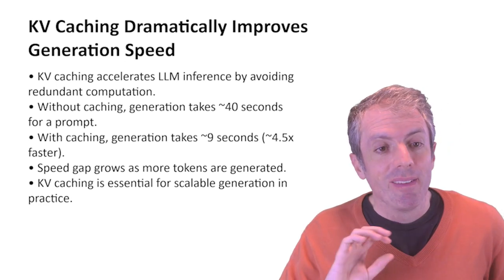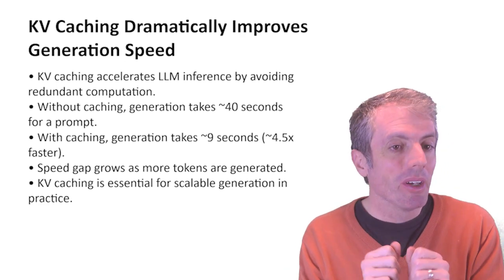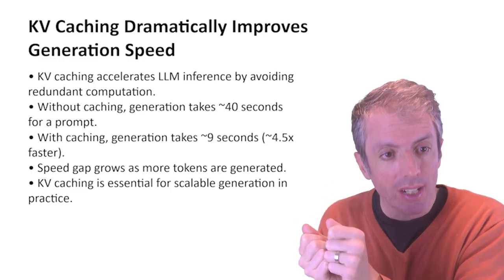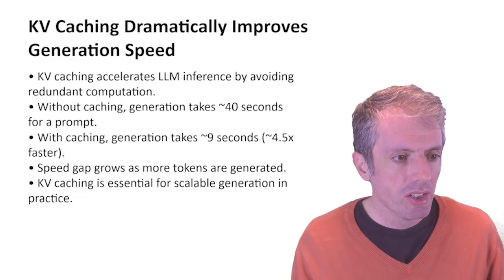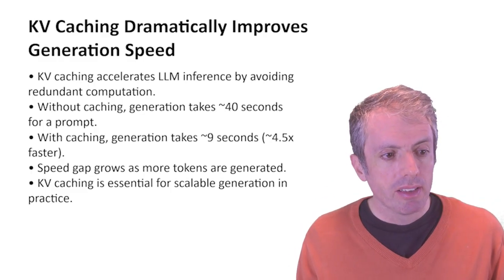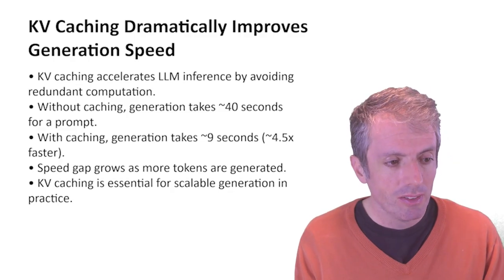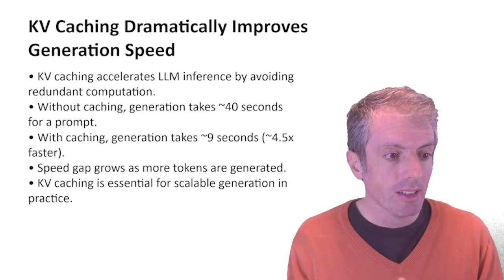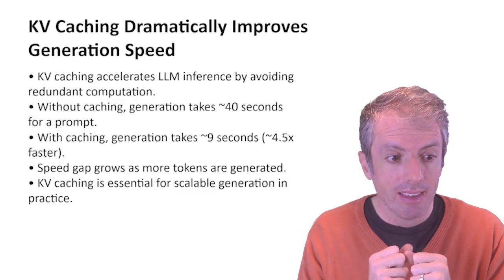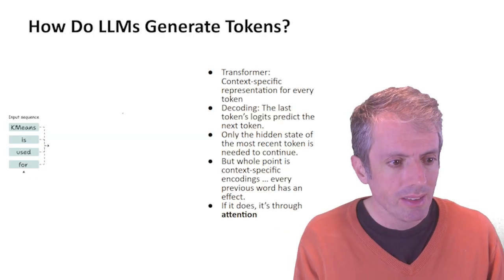But there's always a trade-off. Here we're going to spend extra memory to get faster generation. And so you can go from around 40 seconds of generation to 9 seconds of generation, about 5 times faster. And this grows as you generate more tokens.